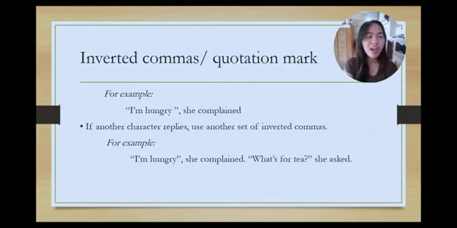For example, "I'm hungry," she complained. So by that, you will use quotation marks to indicate what the character says. So if another character replies, use another set of inverted commas.